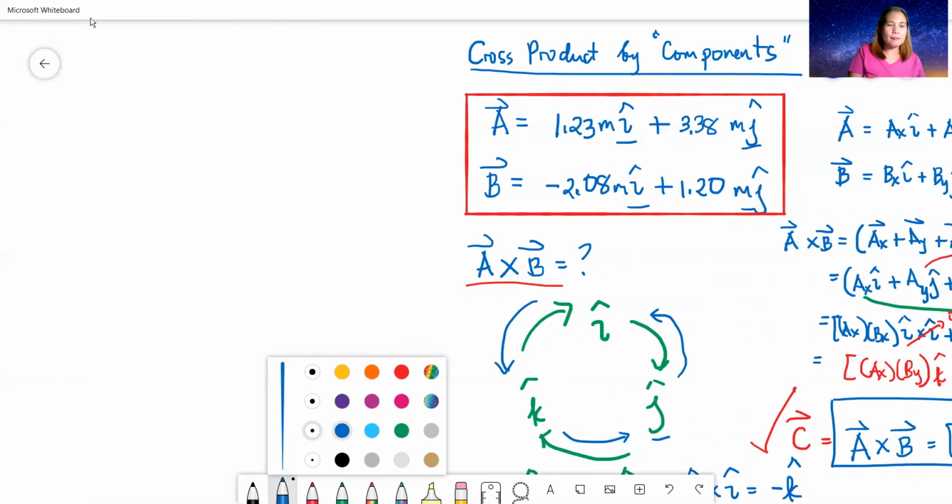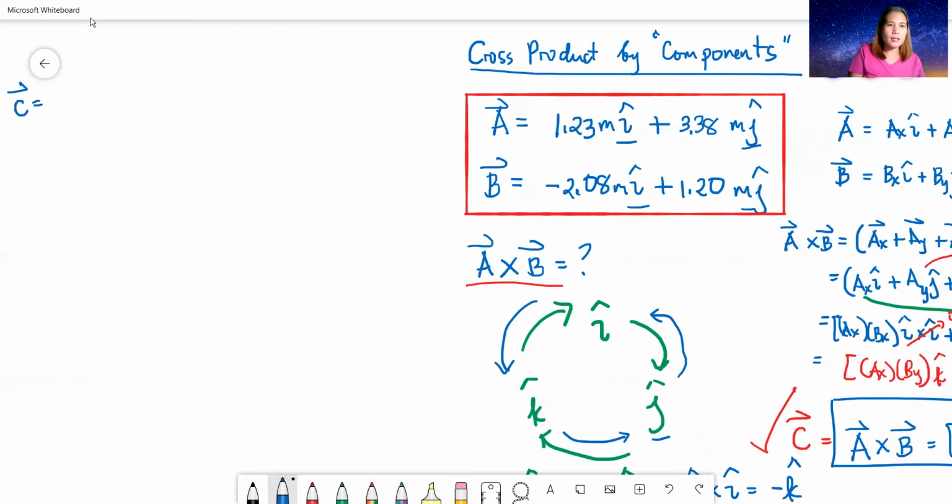So, I'll have my C equals A cross B. Yan. And then, I'll put my values now. So, my AX is positive 1 point. I'm sorry, AY pala. XY, no? Yan. So, I'll have the AY is, ano yun? Sige, isa-isahin natin para hindi tayo maguluhan.